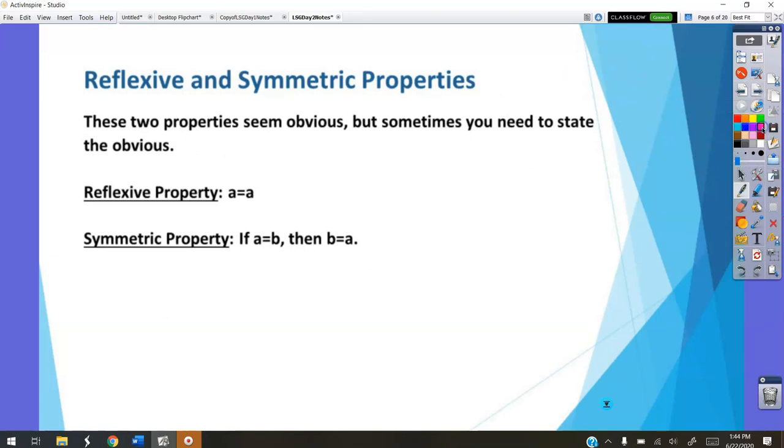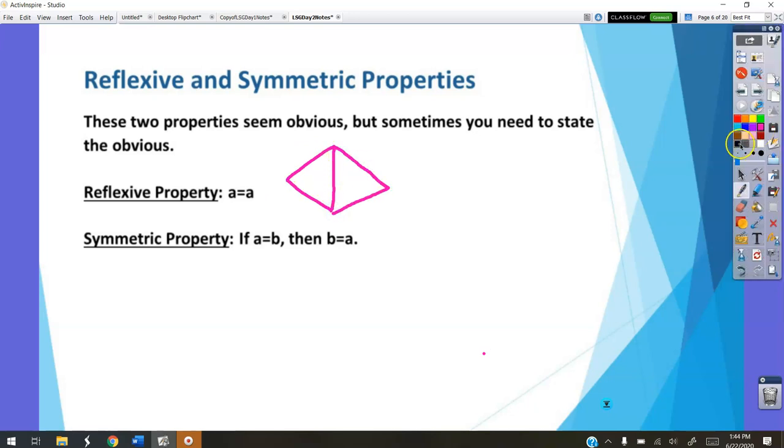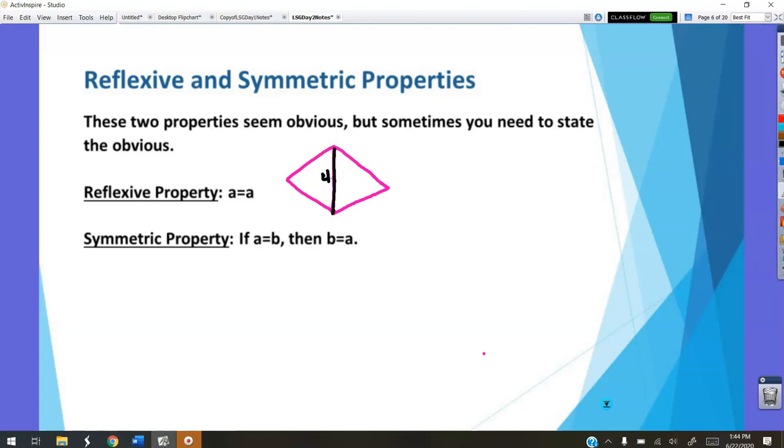Reflexive and symmetric, you're going to have to memorize these. Reflexive, it might seem obvious. Reflexive literally just says A equals A. And we're going to use those later when we start dealing with shapes where we overlap. So like if I have two triangles, for example, and maybe those two triangles share a side, like that side right there, and maybe that side has a side length of 4, I can say these two sides are equal, like this side in this triangle is the same as that because they're actually the same side. So the reflexive property literally just says it equals itself. It's kind of like reflection, right? You see itself.